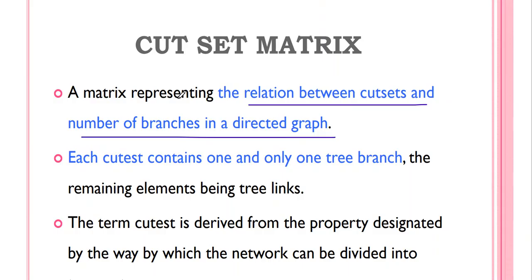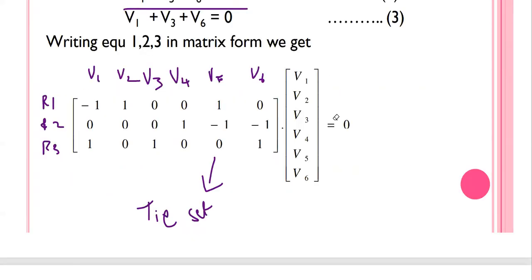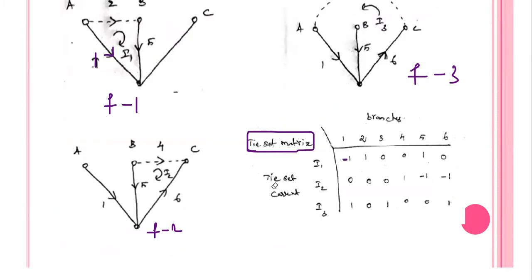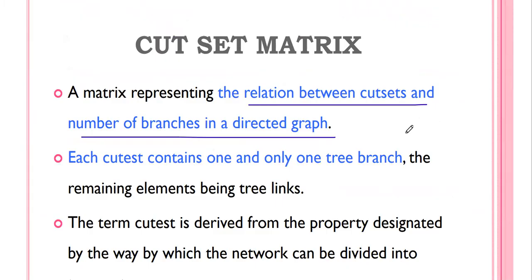So this cut set matrix gives the relation between cut set as well as branches. Previously we discussed the tie set. What does tie set mean? This tie set matrix gives the relation between tie set current versus branches. Similarly, the incidence matrix gives the relation between nodes and branches. Similar to that, the cut set matrix gives the relation between cut set and number of branches in a directed graph. And what is cut set first?